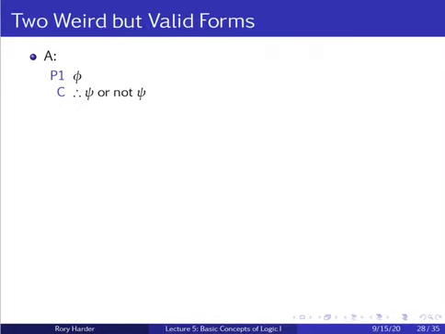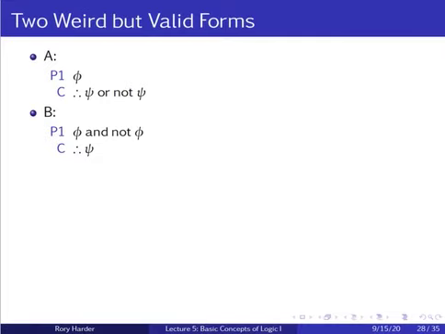So I want to now tell you about two very strange but valid forms of argument. The first is as follows. If we have any premise whatsoever, and so any sentence phi as the premise, and if our conclusion is some other sentence, psi or not psi, the resulting argument will be valid. So no matter what our premises are, if we have a conclusion of the form psi or not psi, then the argument is a valid argument.